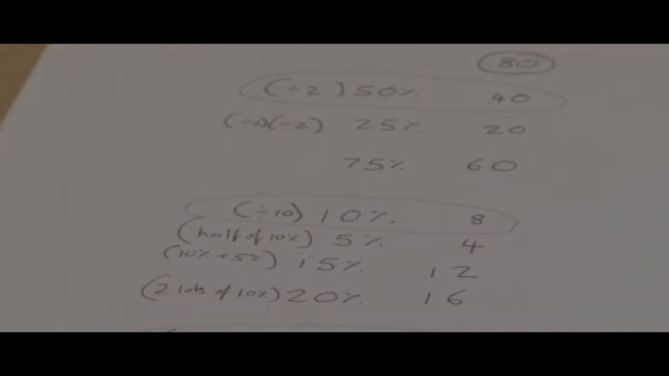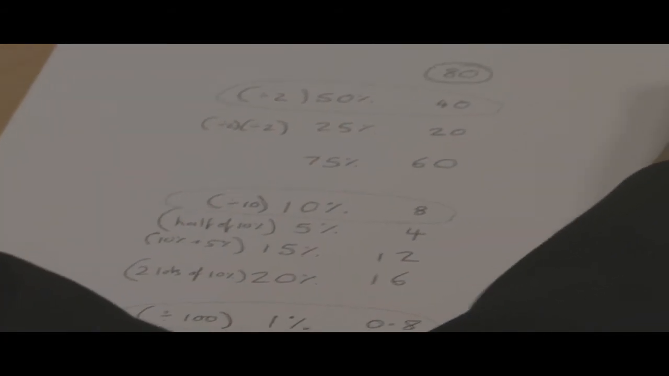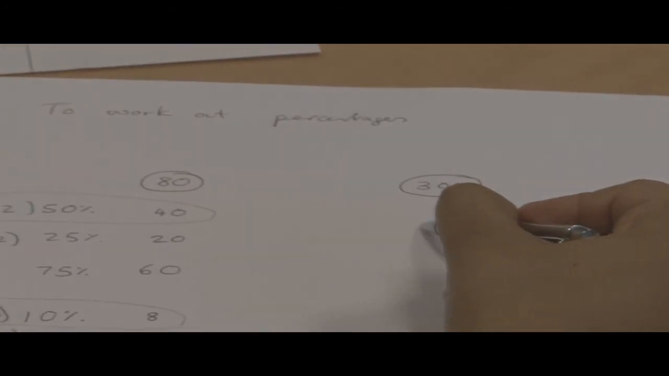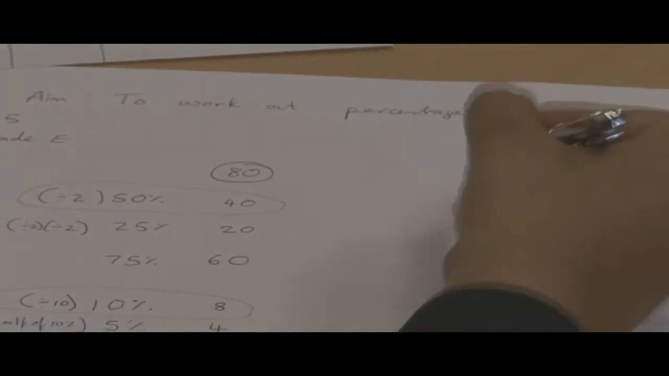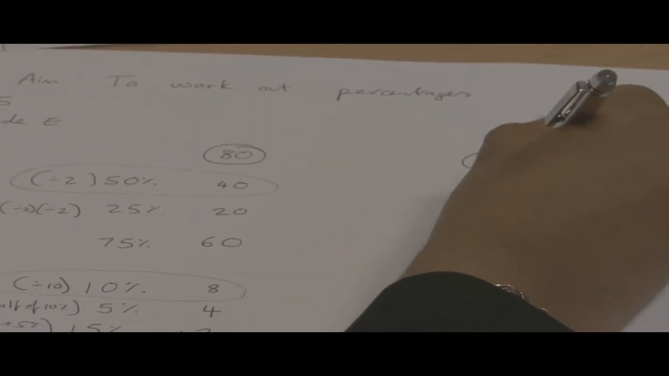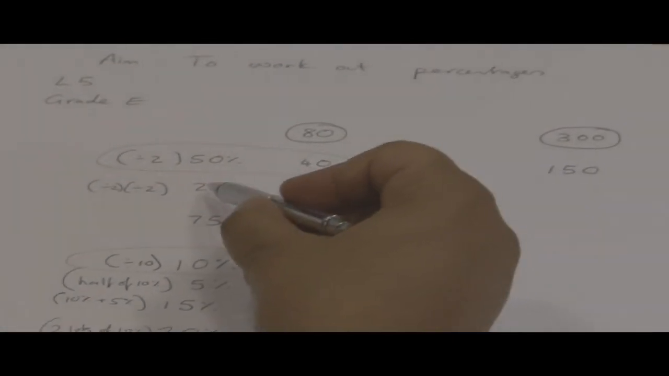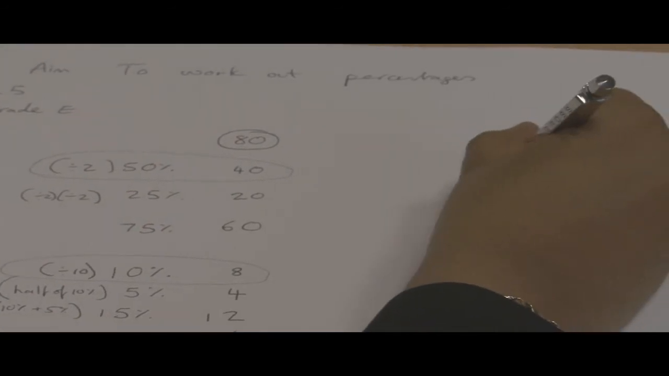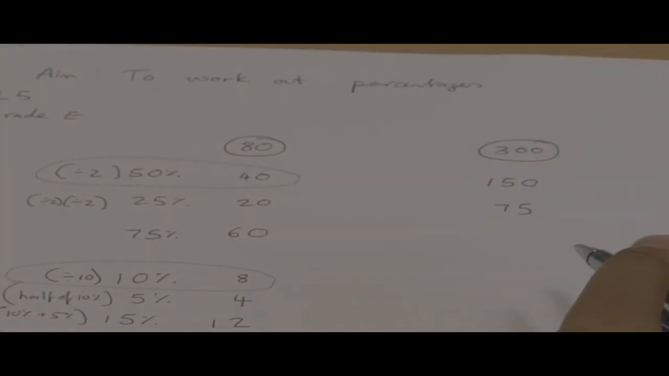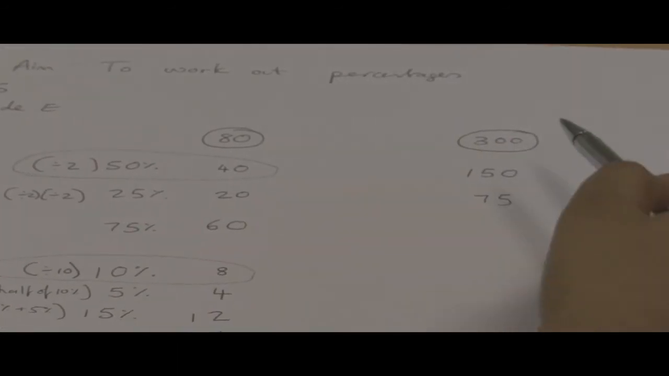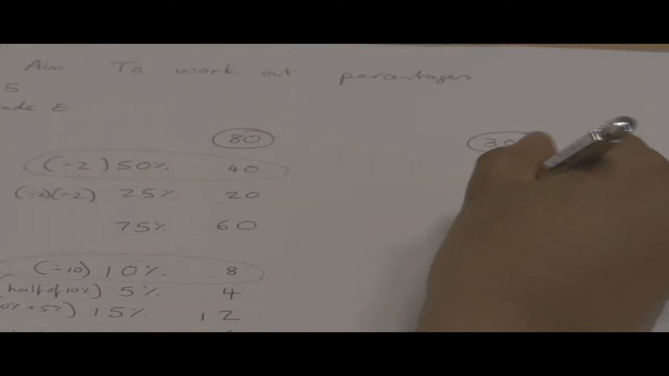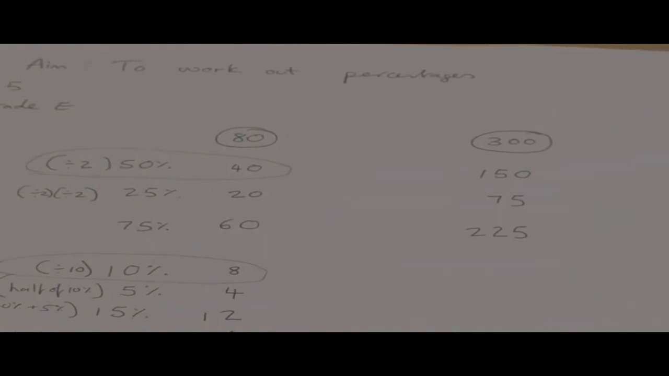I'm going to do one more example. Okay, now this time we're going to focus on 300. Okay, we're going to work out 50% of 300, which is simply dividing it by 2, gives us 150. 25%, we just halve it again, which gives us 75. To get 75% of 300, we add the 50%, we add the 25%, which gives us 225. Okay.